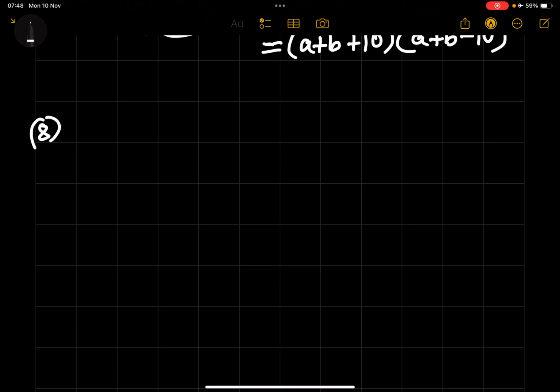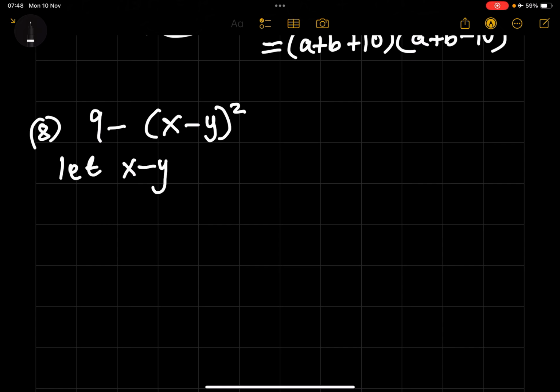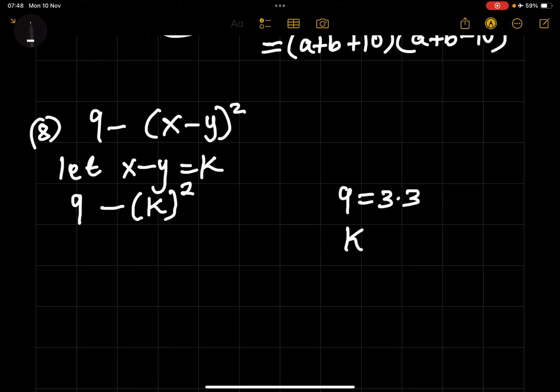On number 8, we have 9 minus, in brackets, x minus y, squared. So again, we're going to let what is inside the bracket, which is x minus y, be k. Then you can see it's going to become 9 minus, in brackets, we replace that with k, then we square it. And then 9 breaks into 3 and 3. The k squared breaks into k and k.